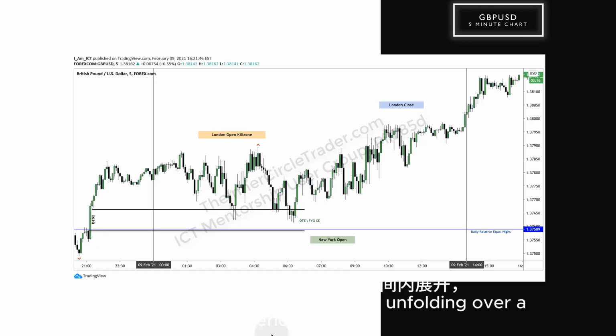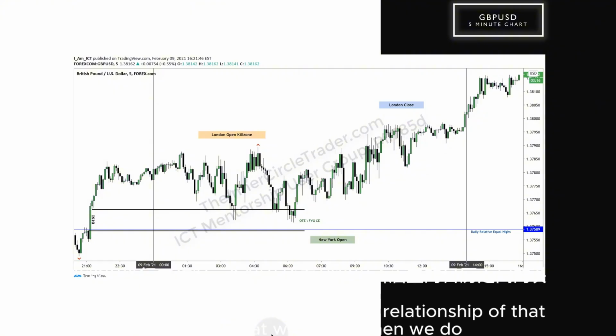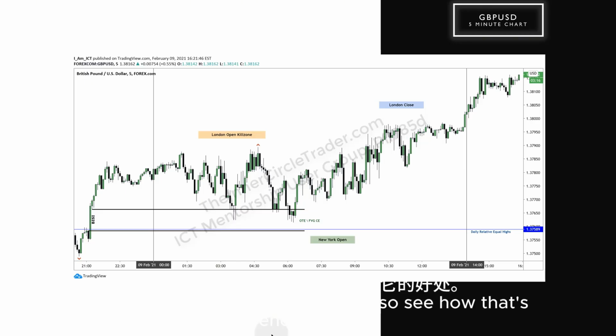And because you see these things unfolding over a period of time, you'll see also as a default how certain setups are much easier to spot than other days in the week. And you're going to start seeing the relationship of that calendar that we cover when we do our midweek and weekend analysis. When that's incorporated, you'll also see how that's beneficial too.